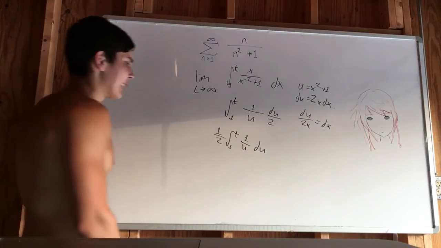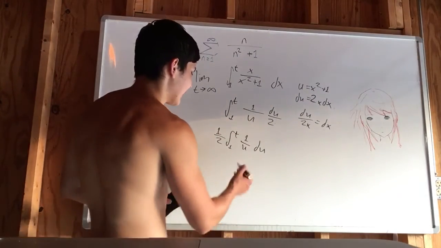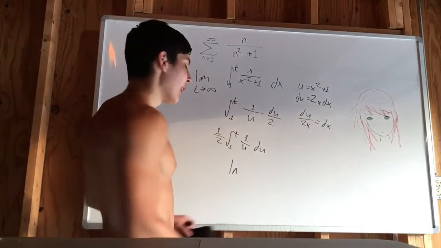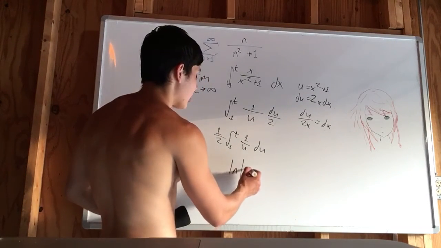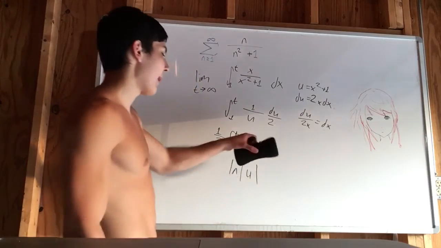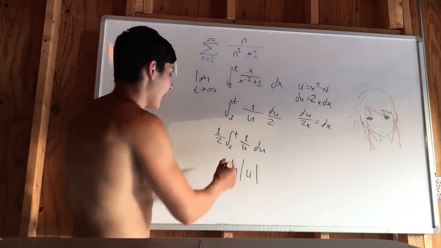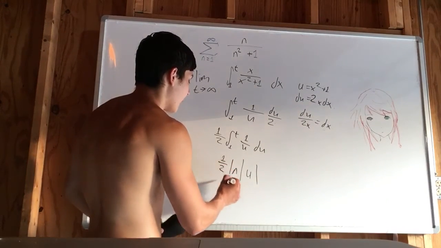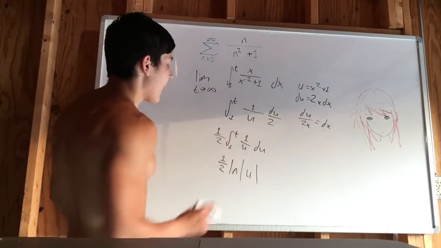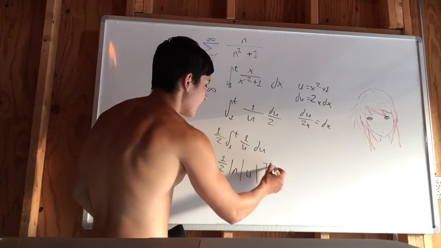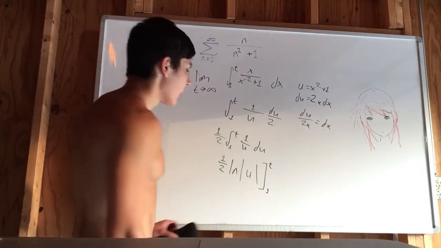And so what is this 1 over u? Well, that's just the natural log. When you take the integral of this, the integral goes away. You've evaluated that integral. It's the natural log of the absolute value of u. That's just 1 over u. The integral of 1 over u is this, as we should know by now. And it's multiplied by 1/2, of course. The upper bound is t. The lower bound is 1.